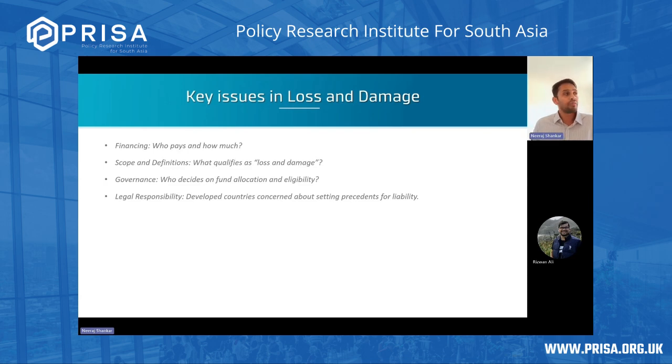And next one, scope and definition. What qualifies for loss and damage? Defining what constitutes loss and damage has been challenging. Should it cover only climate-driven events, or should it include slow onset events like sea level rise or drought? So this is still an issue.